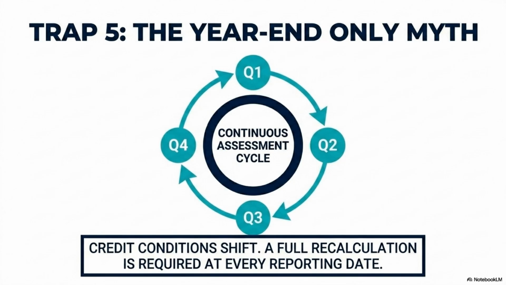Trap 5 is the year-end only myth. Some teams treat CECL as an annual exercise, using interim periods as rollovers of the December calculation. That is not compliant. CECL requires a full recalculation at every reporting date.